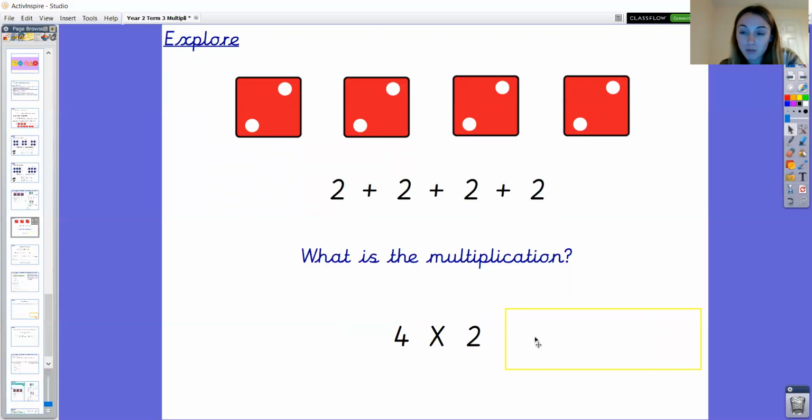Okay, we're going to say it a different way now. We're going to use the word times. Let's say it together. 4 times 2. Brilliant, well done. Do you think you know what the total is of 4 lots of 2? Well done. 4 lots of 2 equals 8. Brilliant, well done, Year 2.